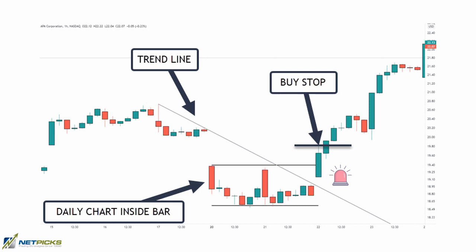Once you draw a trend line, you can consider setting an alert for when it breaks, depending on the charting package you're using. This way you don't need to sit and watch it all day long waiting for it to break.